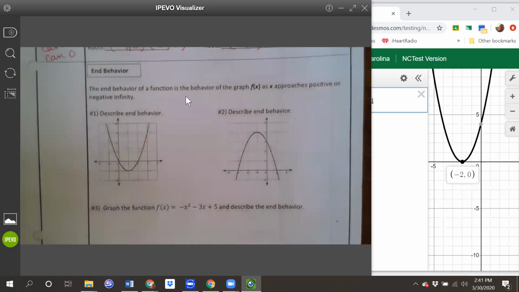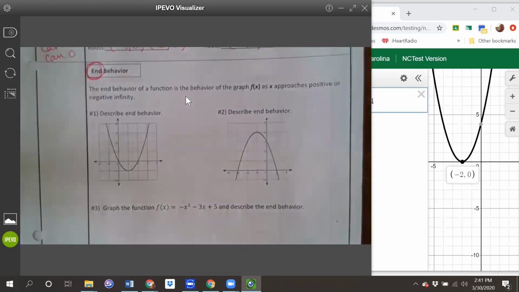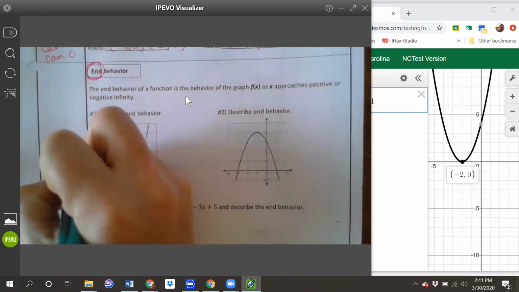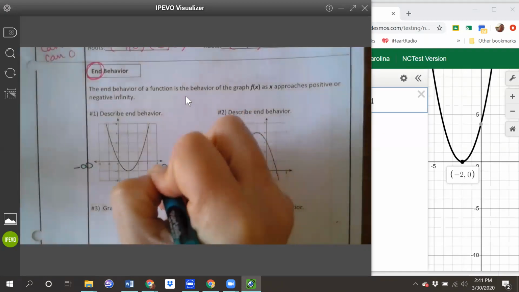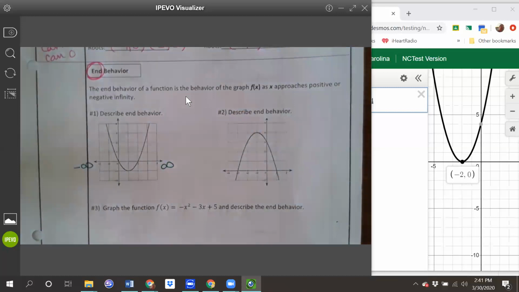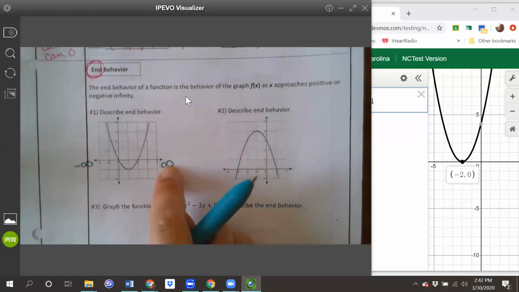Here's a little bit of new territory. So talking about end behavior. And end behavior, this guy right here, the ends of the graph. So we are talking about what is happening on the very left side of the graph, which would be negative infinity, and what's happening on the very right side of the graph, which would be positive infinity. So that is what is meant by the ends of the graph. So the very left end and then the very right end.